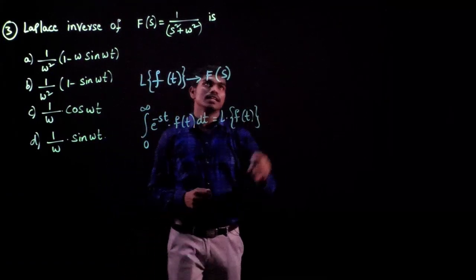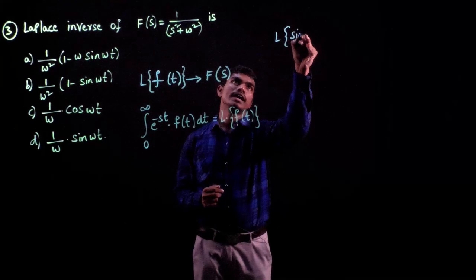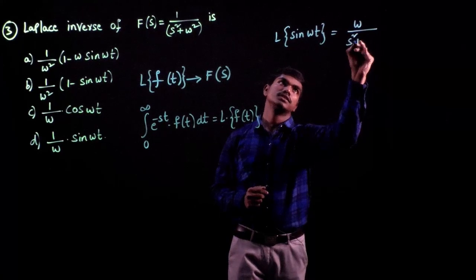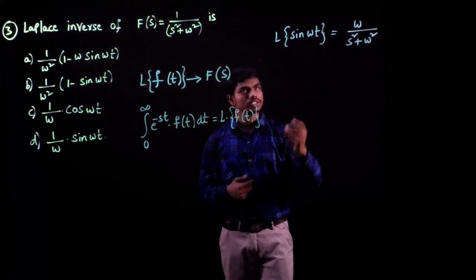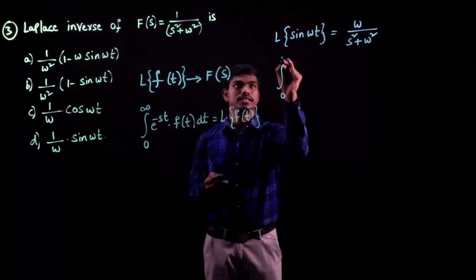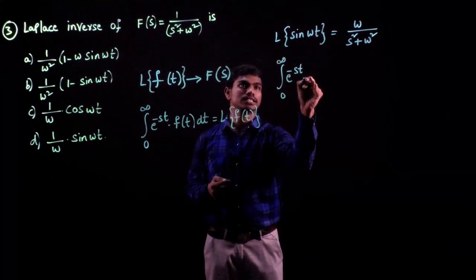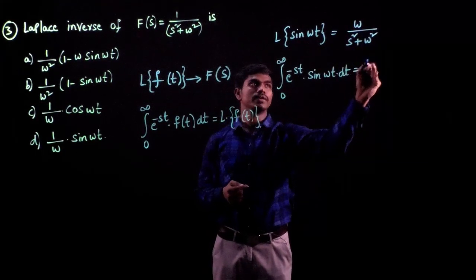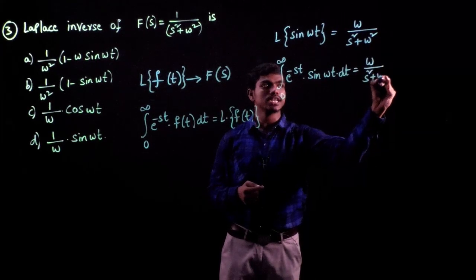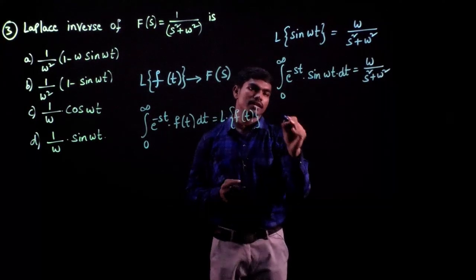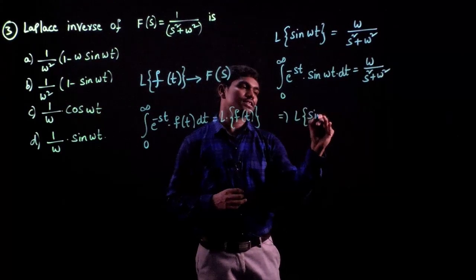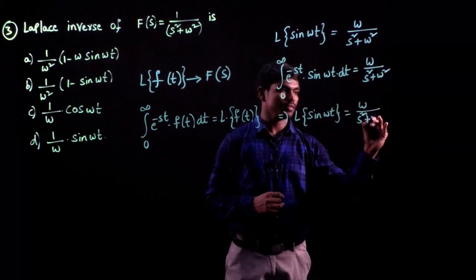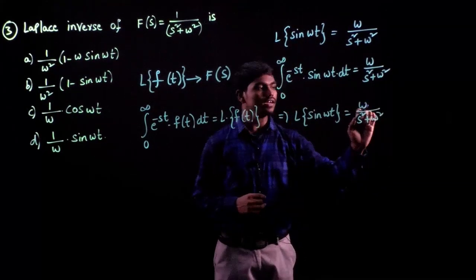Now the Laplace transform of sine omega t can be evaluated as omega by s square plus omega square. This is what we get if we calculate the integral from 0 to infinity of e power minus st into sine omega t dt. This is the value you will get when you evaluate this integral using standard integration techniques. Now we can write L of sine omega t as omega by s square plus omega square.